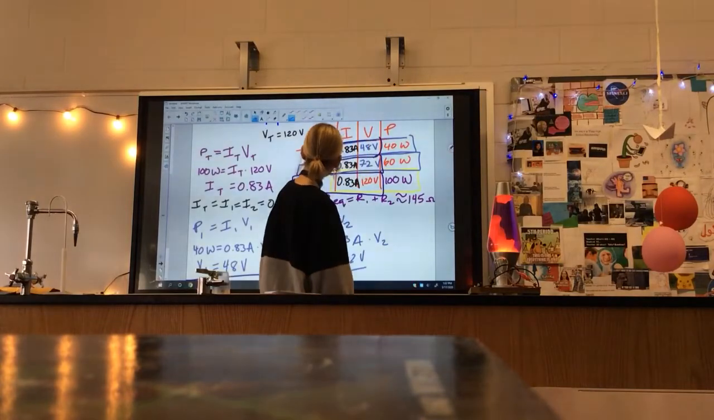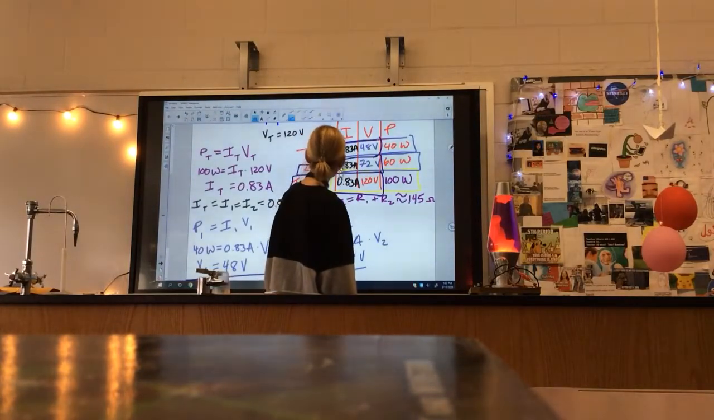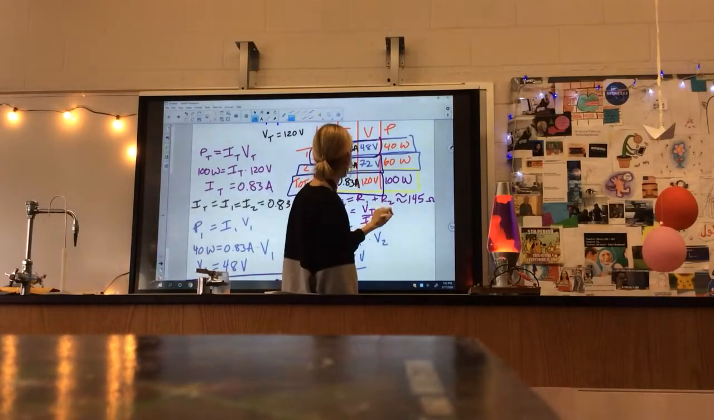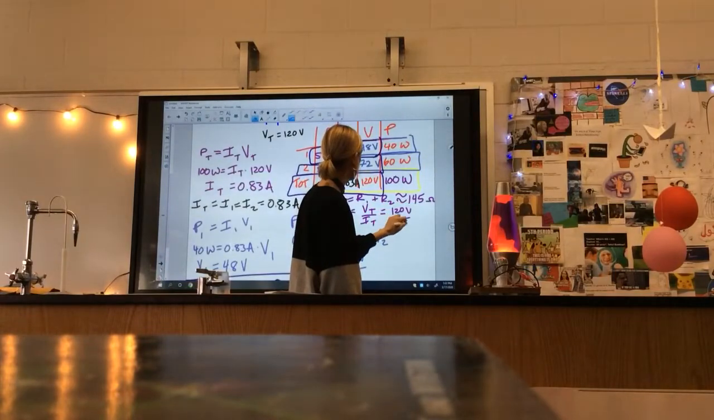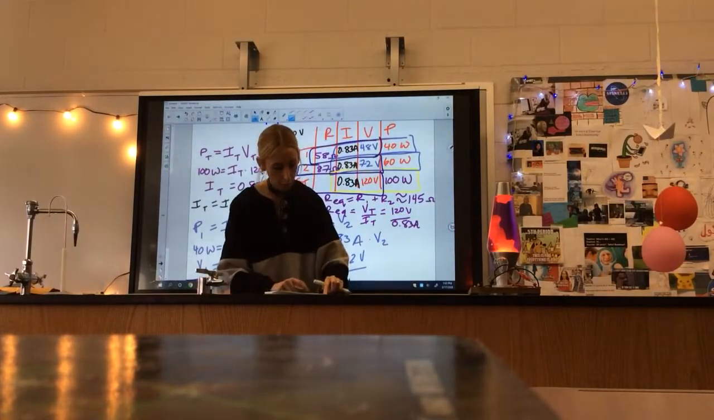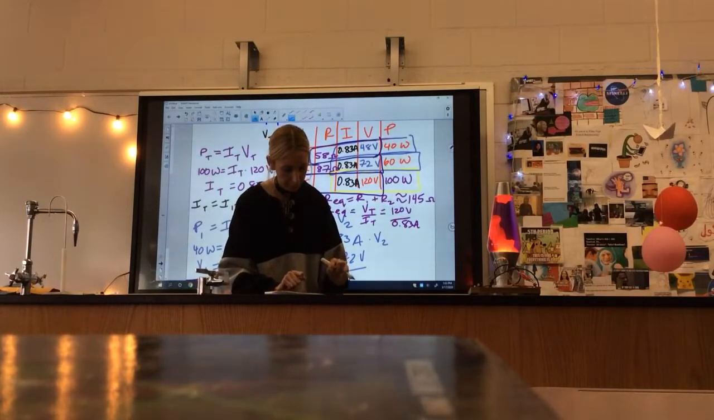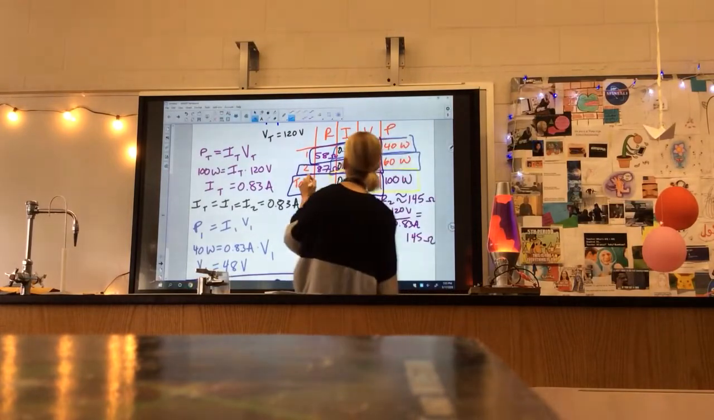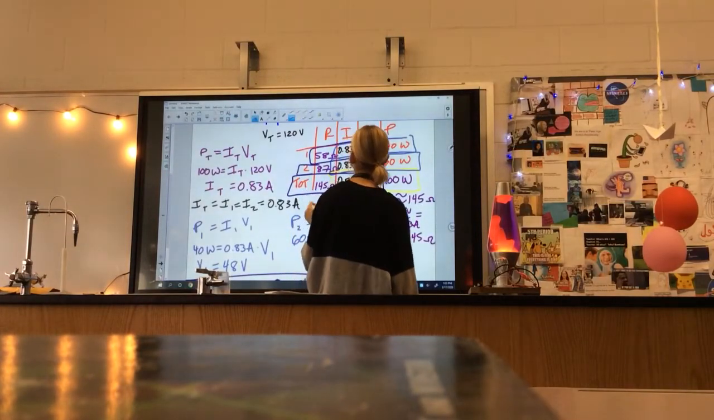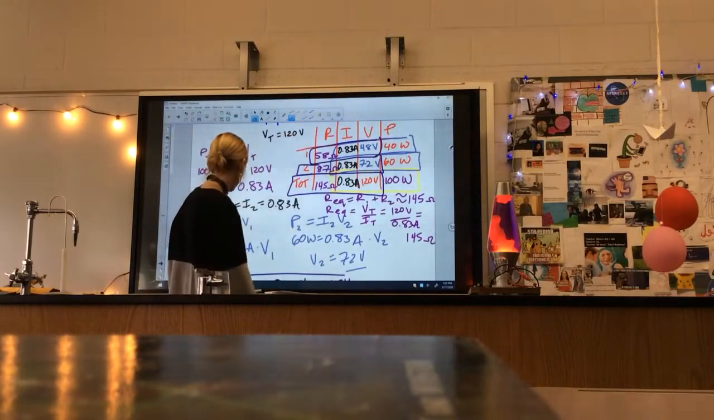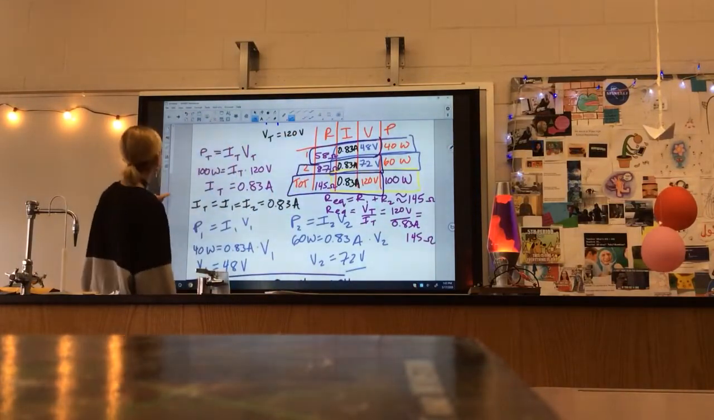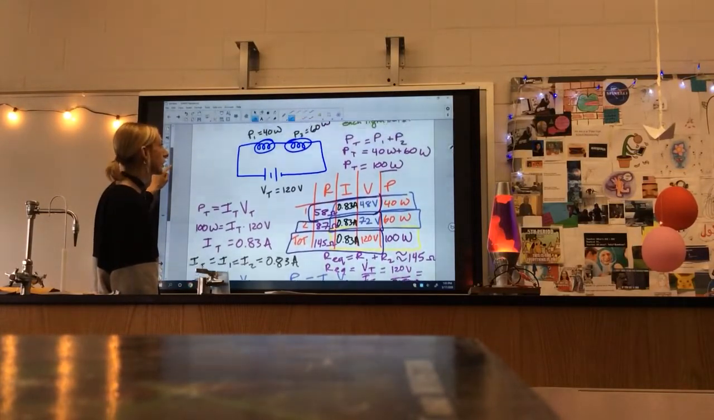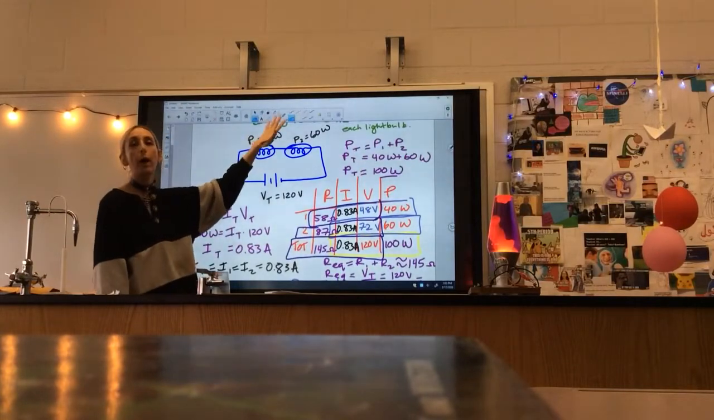Or I can work my way backwards and say REQ is equal to V total over I total. In other words, 120 volts over 0.83 amperes. So 120 divided by 0.83, 145 ohms. So either way you get the same answer. Whatever is your preference. I think adding them might be easier. So yeah, that's it. So I just wanted to make sure that you saw a series circuit where rather than giving you the resistance, I gave you the power.